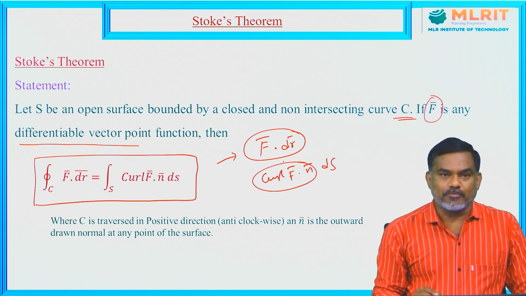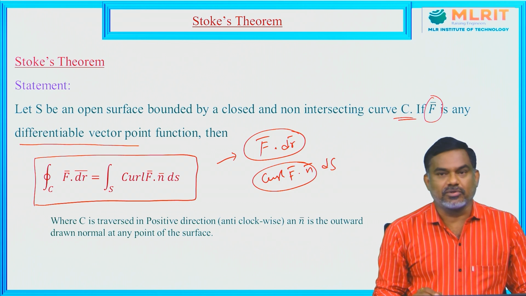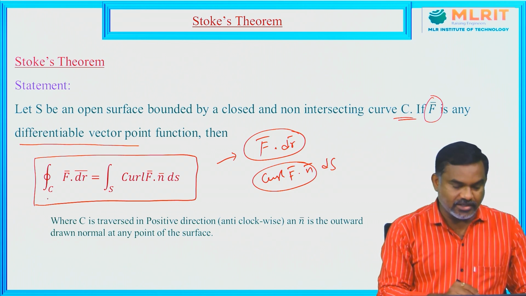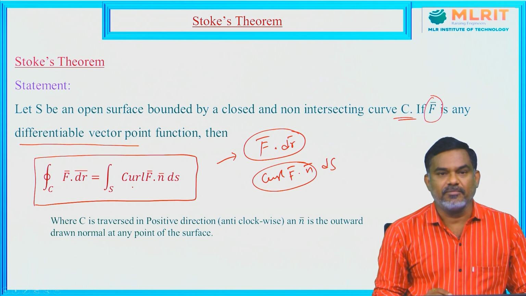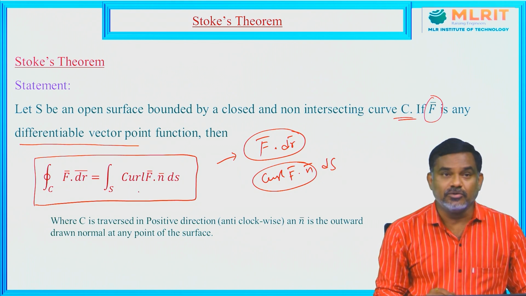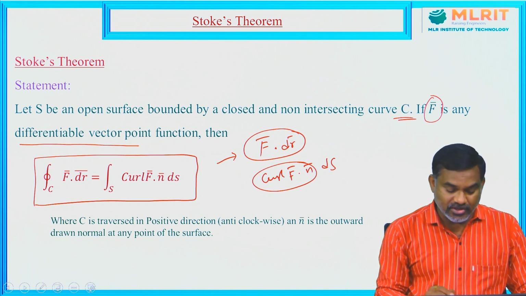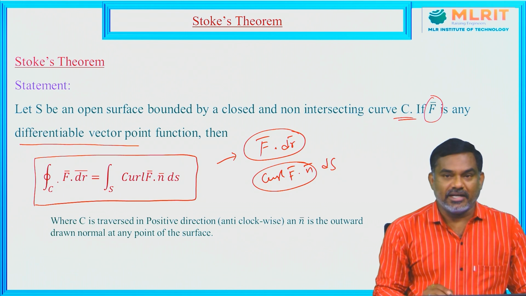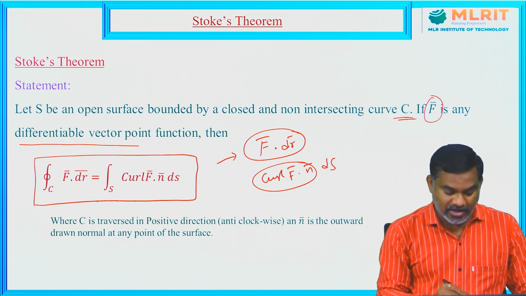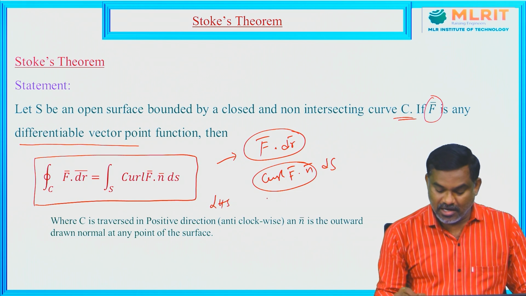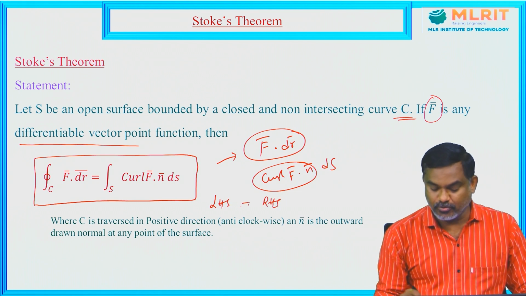There are two types of problems. Applications of Stokes' theorem, that means evaluate the line integral using Stokes' theorem, so we transform the line integral into a surface integral, or evaluate the surface integral using Stokes' theorem, then we transform the surface integral into a line integral. And verify Stokes' theorem, that means we need to find both LHS and RHS, and finally we prove that LHS is equal to RHS.